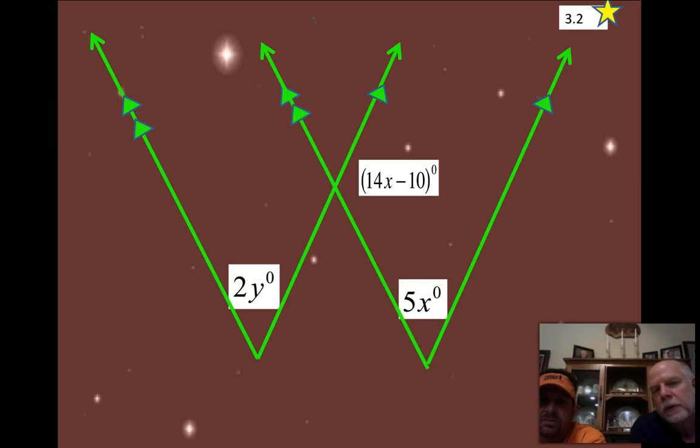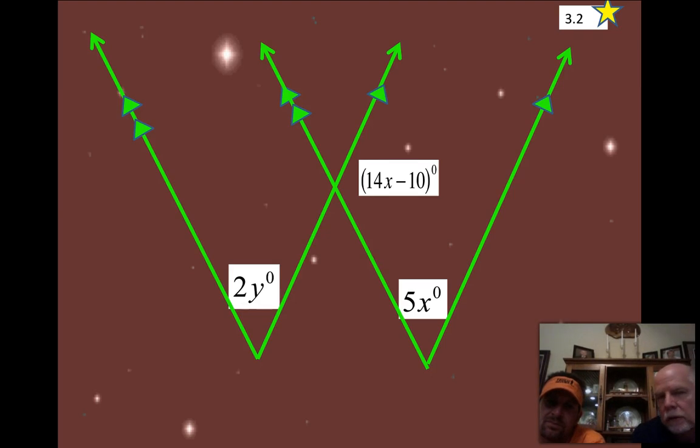So let's put this into practice here. Now this diagram is a little bit harder to see maybe. Again, we need to remember that the little triangles, little arrowheads, line up with parallel lines. So the two going off to the right here have a single arrowhead on them, so those two are parallel. The two going off to the left have two arrowheads on them each, and so those two are parallel.